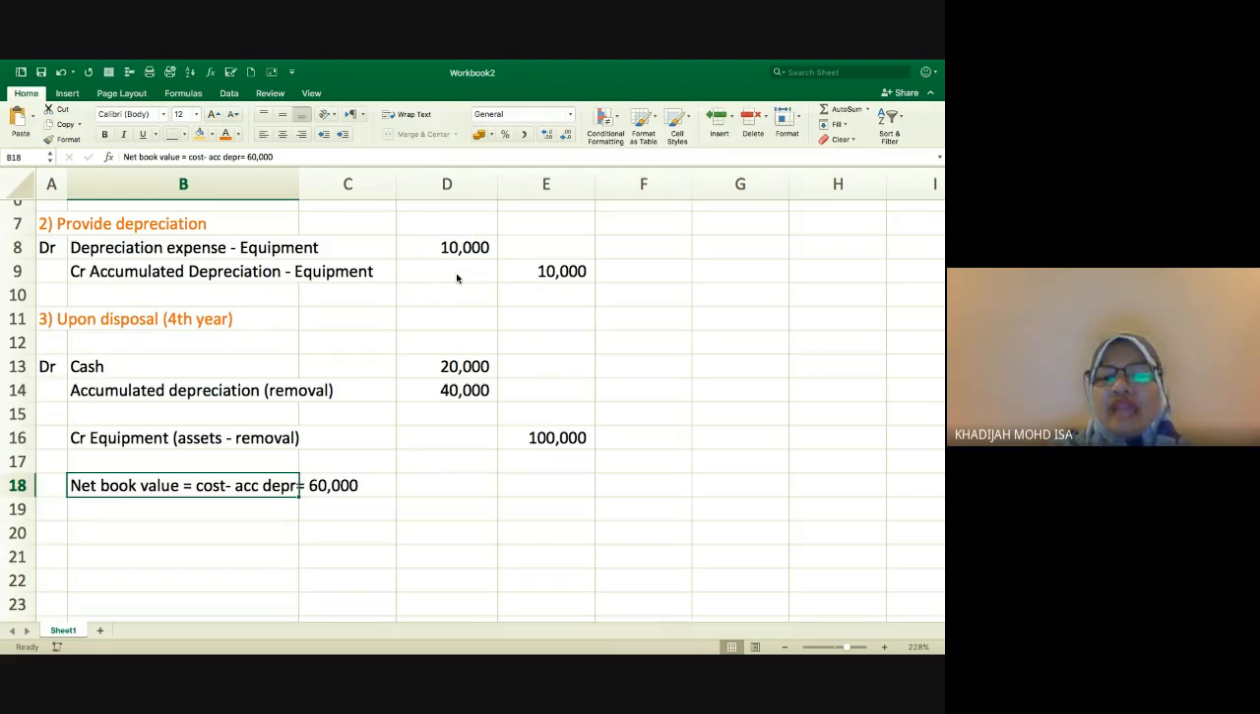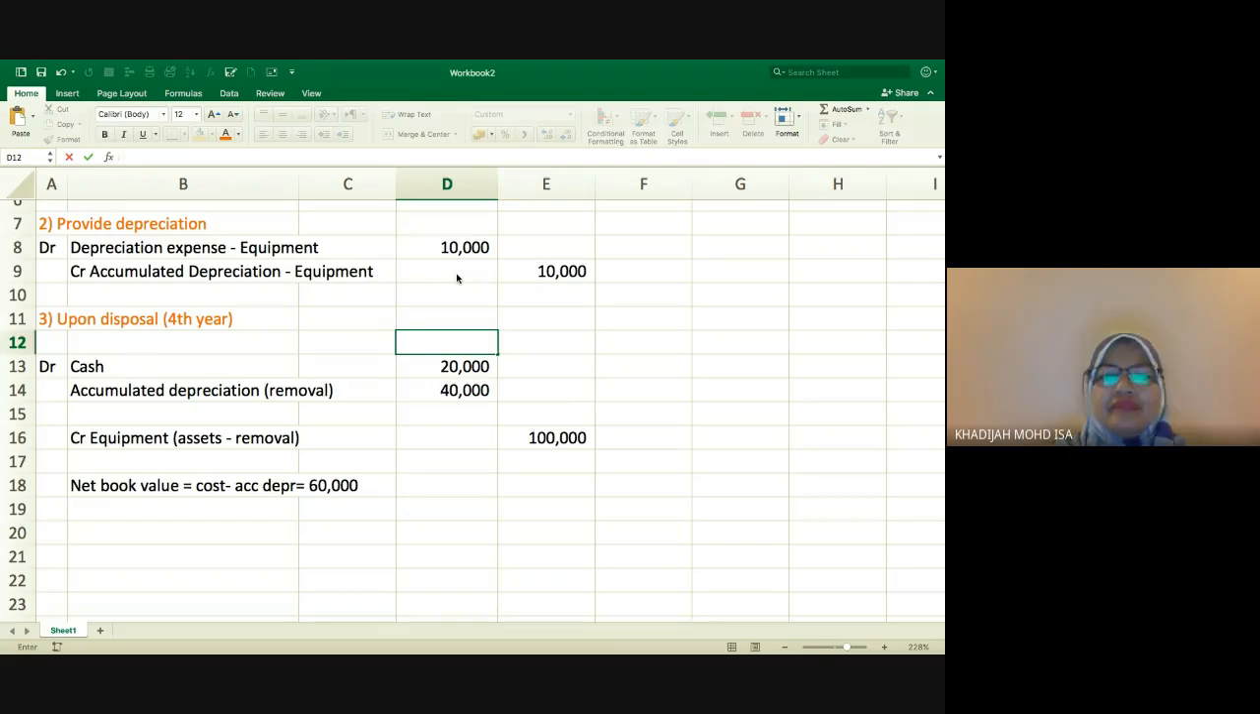So if the net book value is 60,000, but I'm selling for cash of 20,000, am I making a gain or loss? Loss. How much is the loss? 40,000. So in this case, if you look at the debit entry, here is debit and here is credit. Total credit here is 100. Total debit here is 60. So where do you think the difference should be, debit or credit side? Debit side. How much is the difference? 40. So if I put here 40,000, now total debit is 100, total credit is 100, isn't it?